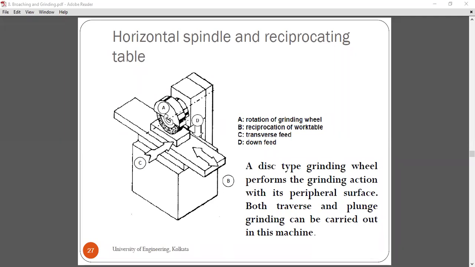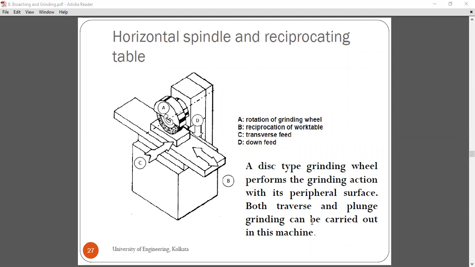So this one is the rotation of the grinding wheel. Next is the reciprocation of the work table. We can also give a transverse feed, and we can give a down feed to the grinding wheel. A disc type grinding wheel performs the grinding action with its peripheral surface. So we can say the periphery is used here for the grinding operation. We can have both traverse and plunge grinding. Now, what are traverse and plunge grinding?